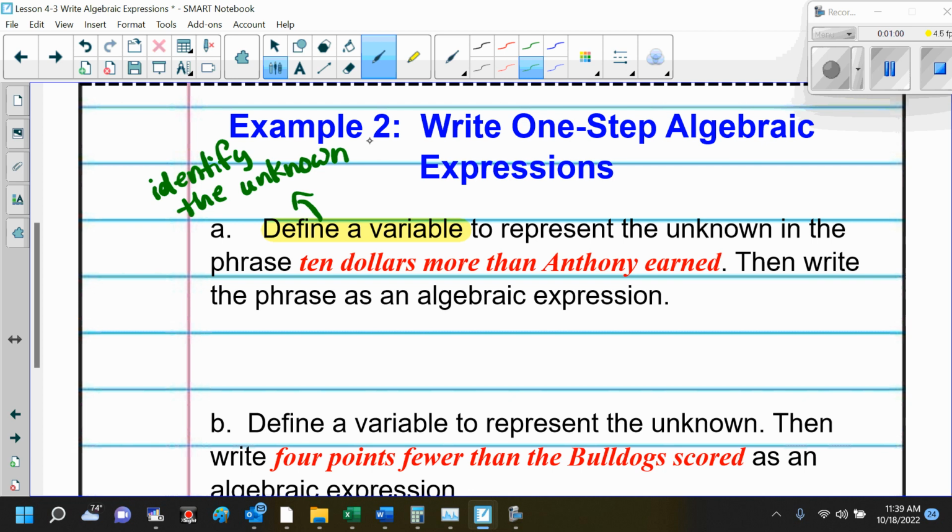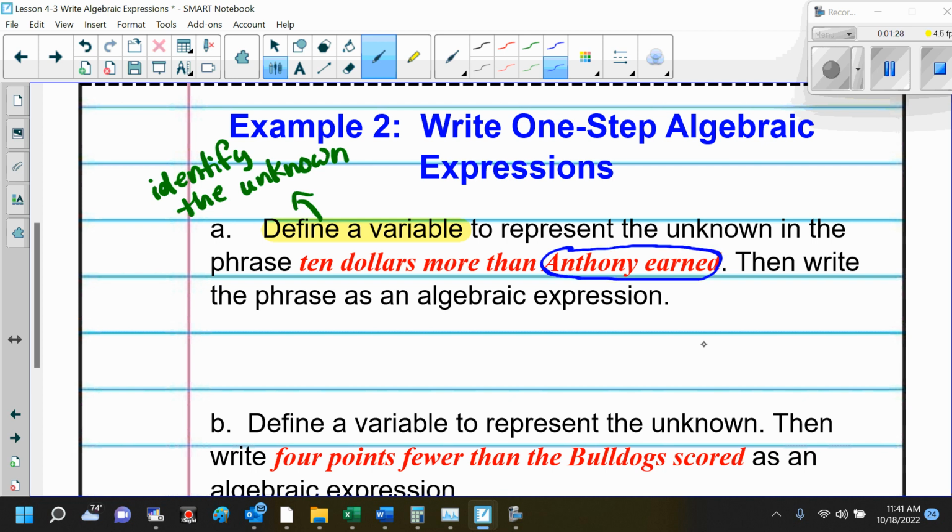Okay, so here we have $10 more than Anthony earned. For this problem, you can write down the red: $10 more than Anthony earned. So what is it that we don't know in this situation? What do we not know? We don't know how much Anthony had, right? Anthony earned. So that is our unknown.